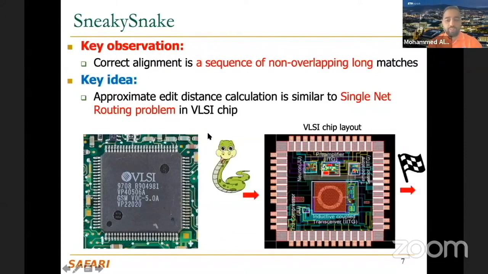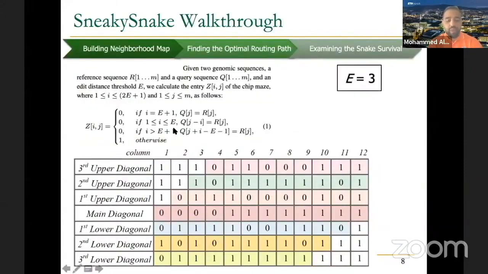Now, how do we solve it in reality? In the SneakySnake paper, we show the exact equation to build what we call the chip maze. In this chip maze, we calculate a binary matrix, or a binary table, using this equation. You can see the equation is very simple. You just need to track the I and J indices, and then you fill the entry as 0 or 1. For example, here, it's really the corresponding characters from both sequences. If they are similar to each other, you just place a 0, otherwise a 1.